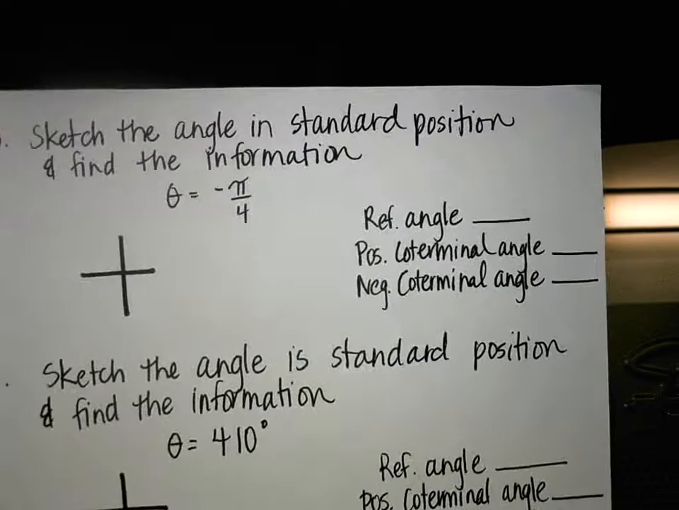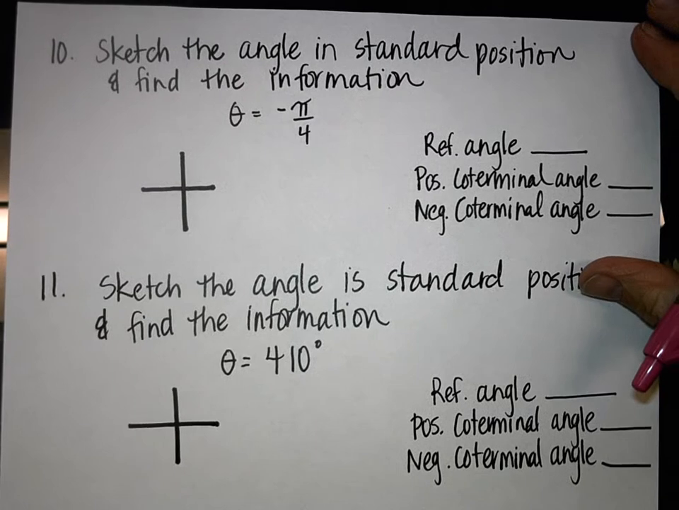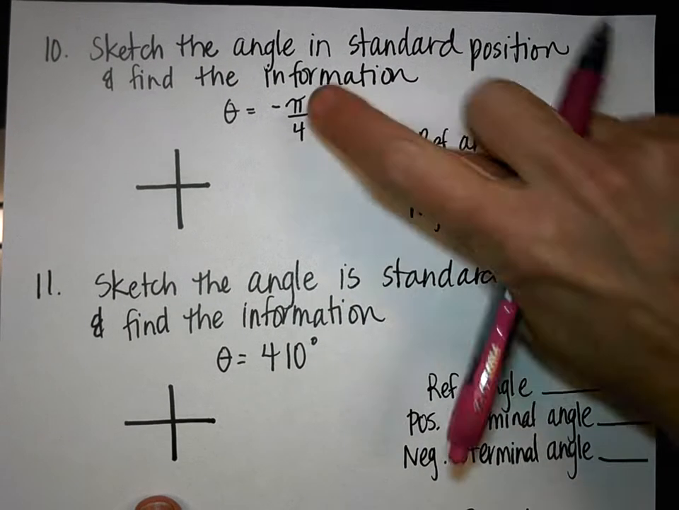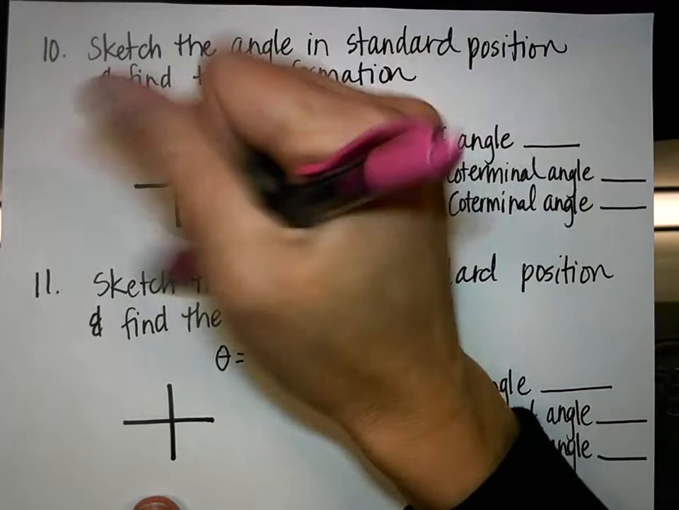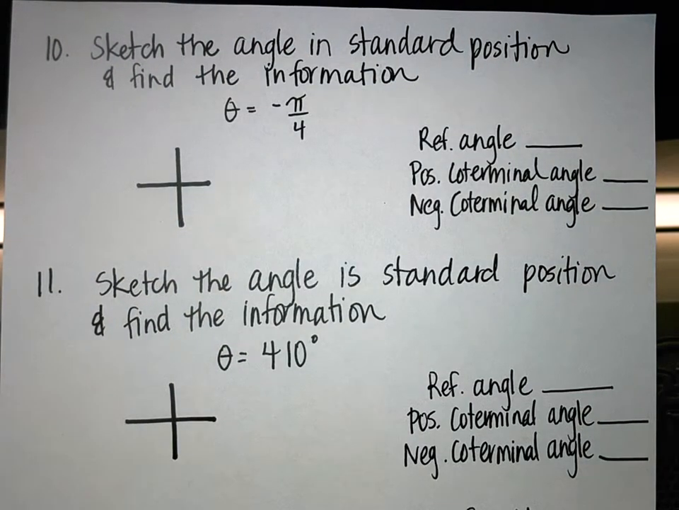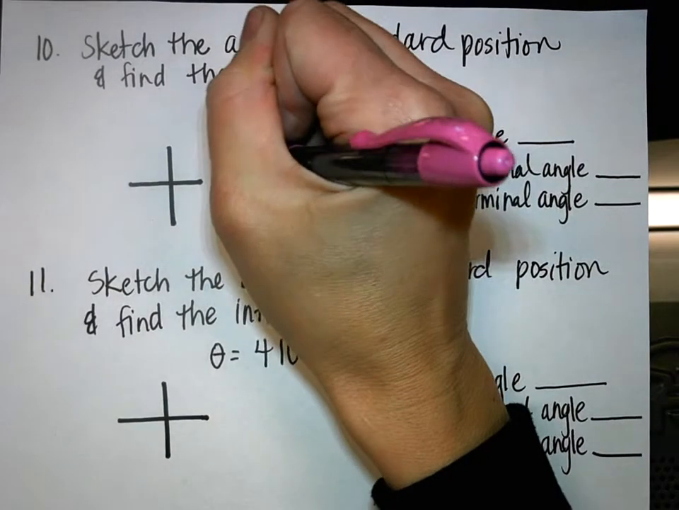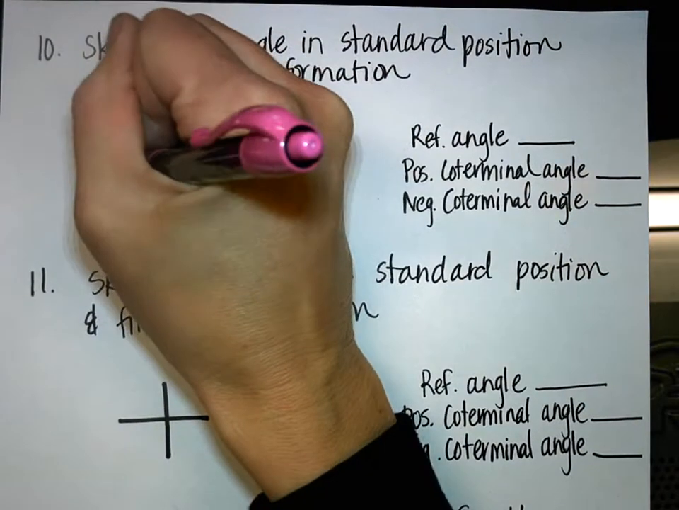Okay, moving on, number 10. Sketch the angle in standard position and find the information they have over here. So we're dealing with a negative pi over 4. We would still mark our positions on here, dealing with a denominator of 4. If this is 4, then we have 8 pi on top, because we would double that. Over here we have 4 pi over 4.